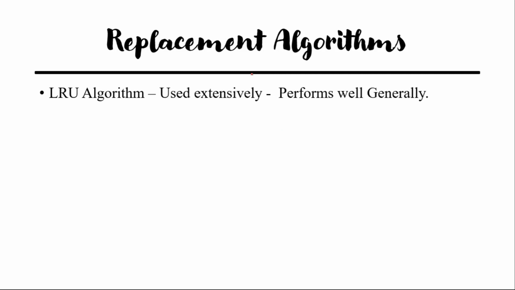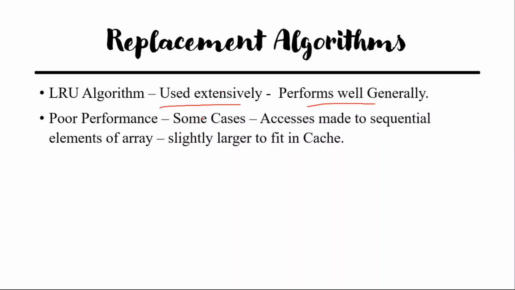LRU is an extensively used algorithm. Generally it performs well, but there are certain situations under which it may not. It shows poor performance, especially while accessing arrays of a size slightly larger than the cache size. It means your entire array cannot fit in the cache, only part of the array can be placed in the cache.